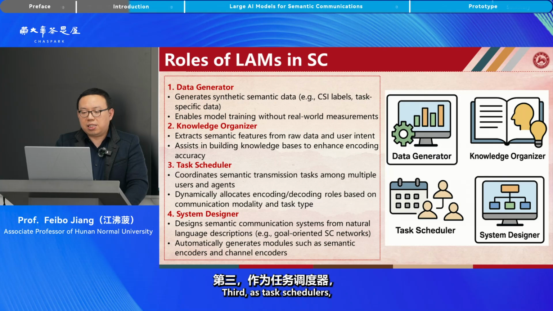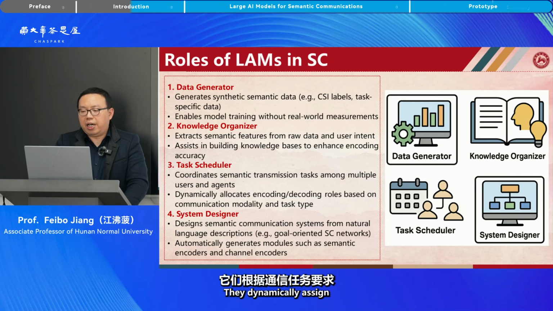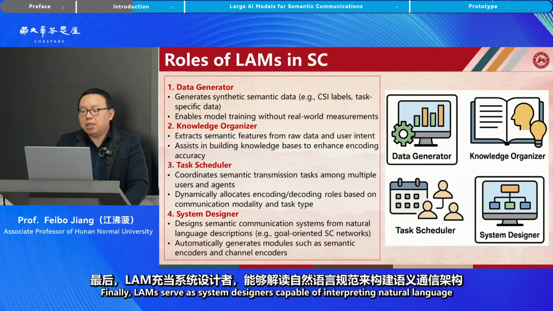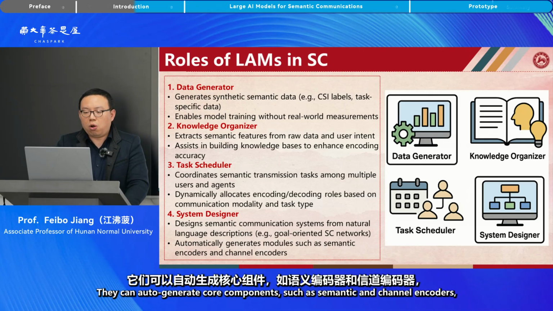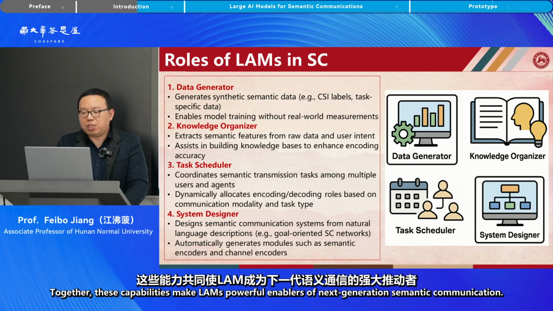Third, as task schedulers, NUMs can coordinate semantic communication workflows across multiple users and agents. They dynamically assign encoding and decoding responsibilities based on the communication task requirements. Finally, NUMs serve as system designers capable of interpreting natural language specifications to construct semantic communication architectures. They can auto-generate core components such as semantic and channel encoders, supporting the rapid deployment of intelligent semantic communication systems. Together, these capabilities make NUMs powerful enablers of next-generation semantic communication.